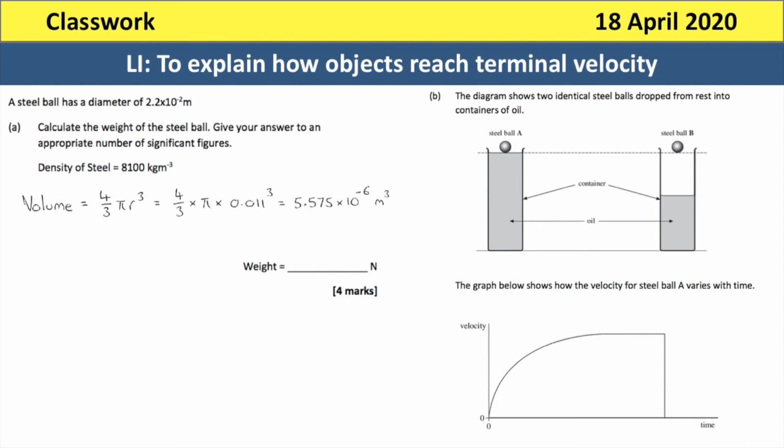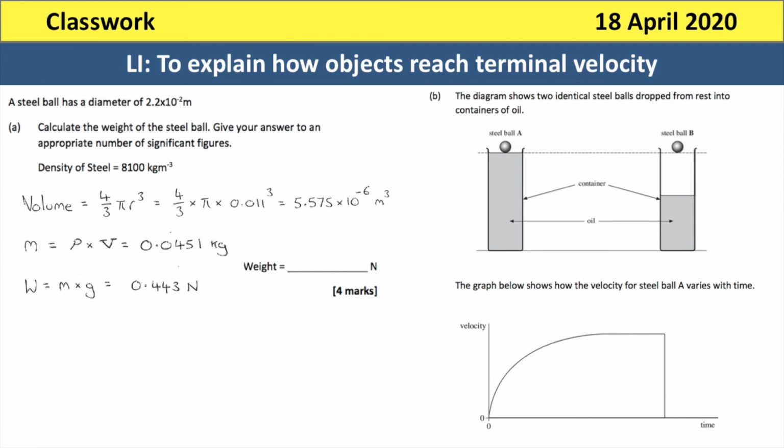We can then work out what the mass of the ball is going to be because we know the density of the steel and we know the volume of the ball. So mass being density times volume gives us a mass of 0.0451 kilograms. We can now simply work out the weight because weight is mass times gravitational field strength. So we would do 0.0451 times 9.81, which gives us 0.443 newtons.